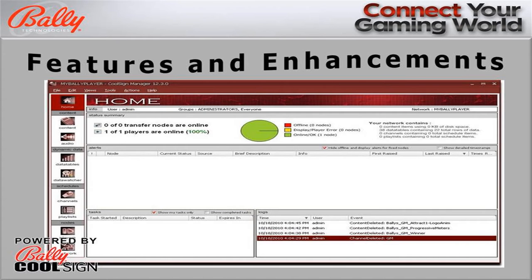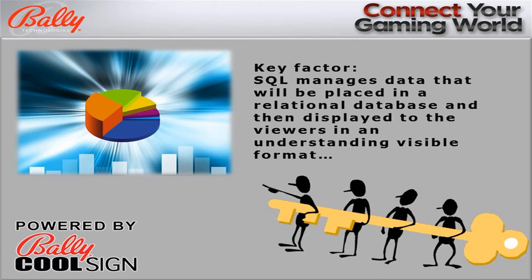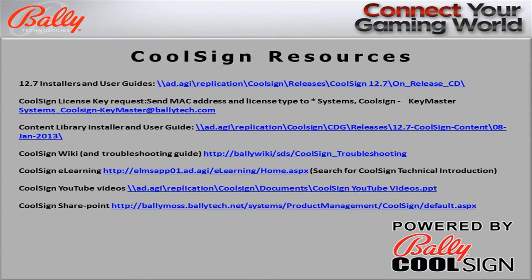thus giving the display a customized look that's appealing to the end user. One key factor that needs to be stated: within the CoolSign players, they use SQL, or SQL. SQL manages data that will be placed in a relational database and then displayed so that the viewer can relate to the information being presented.